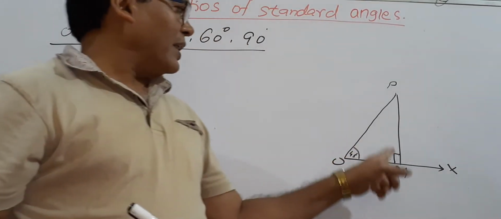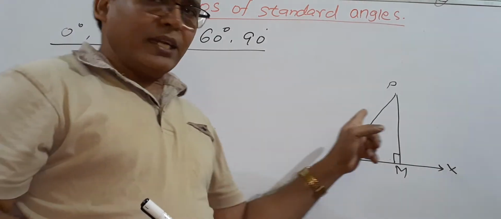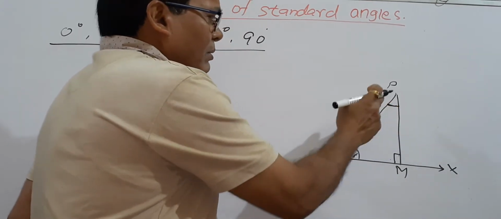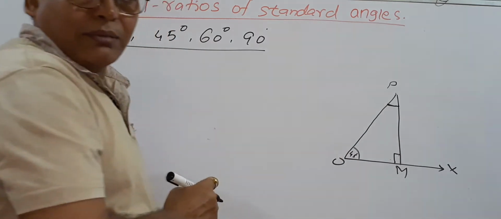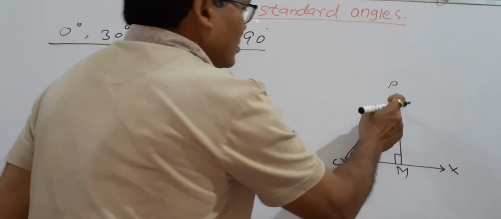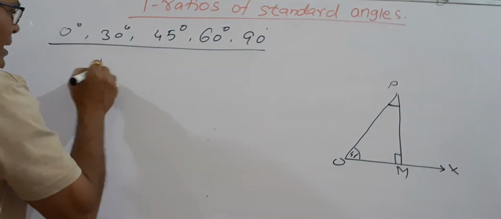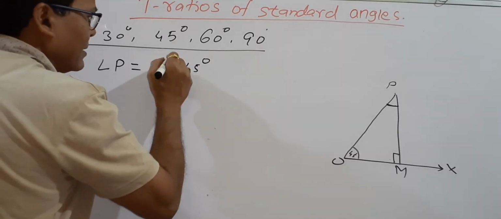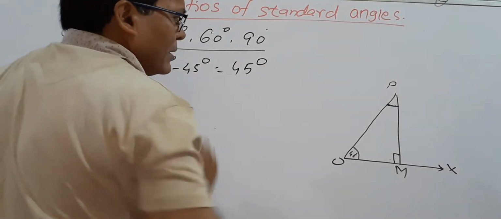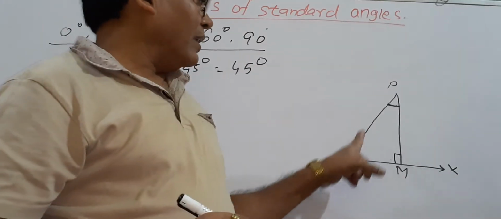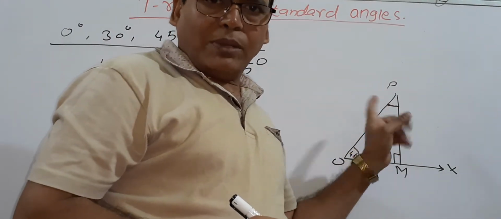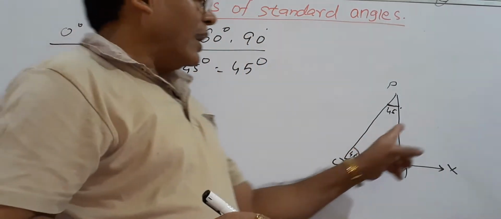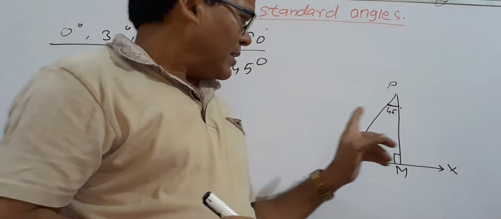As you know, the sum of the angles of a triangle is 180 degree. So this angle will be 90 minus 45 degree. So angle P is equal to 90 minus 45 degree, which is equal to 45 degree. It means if this is 45, angle P also becomes 45 degree. It became an isosceles right triangle.